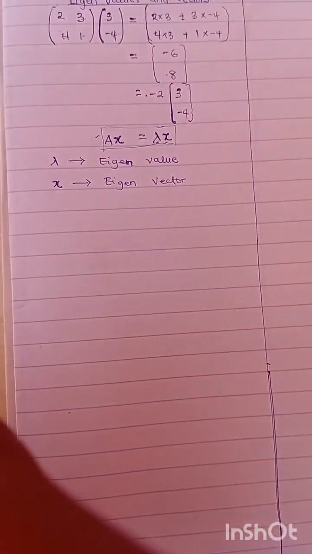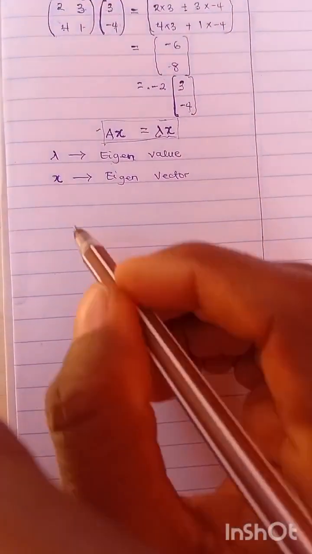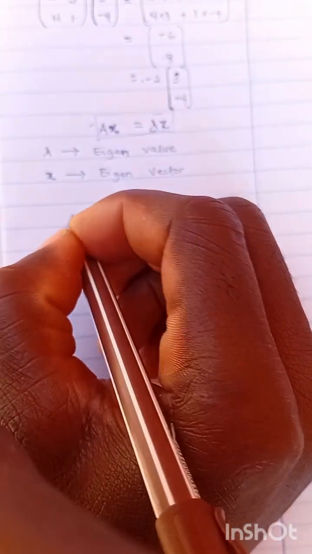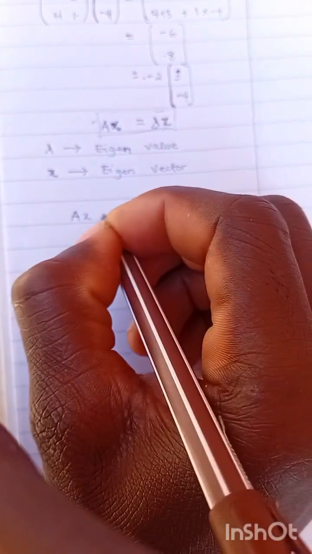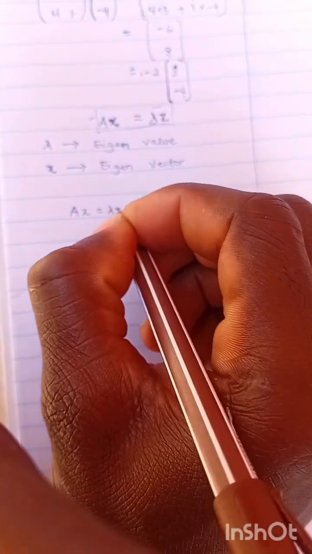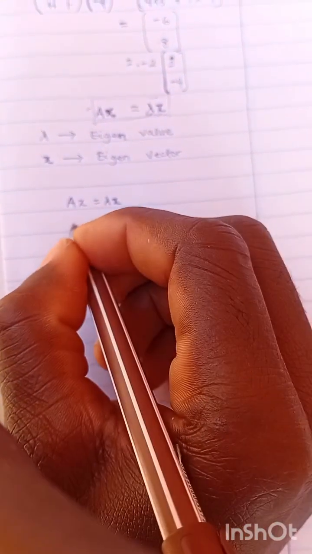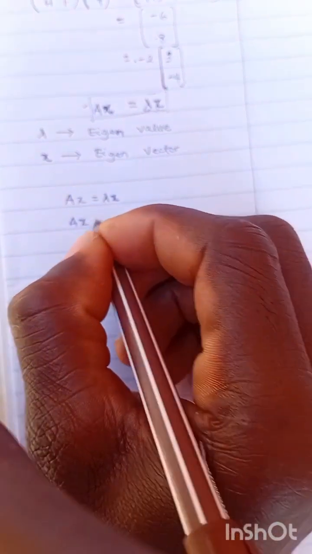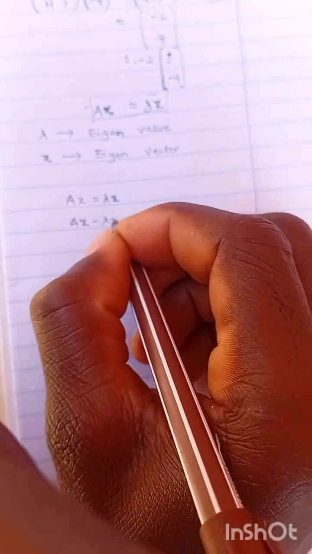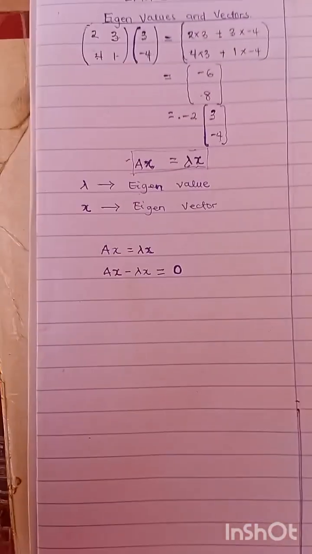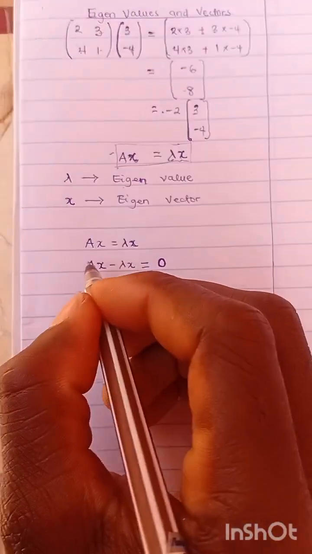So how do we find that? Now let's do reverse engineering. For us to find that, let's take our equation. First, we have a matrix A multiplied by a vector x giving us a scaled version of that vector, that is a scalar multiplied by that vector. Bring this to the other side, you have Ax minus lambda x giving you the null vector. Remember, these are vector equations, they are not scalar equations.